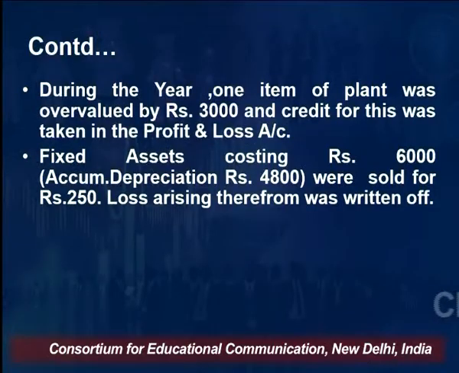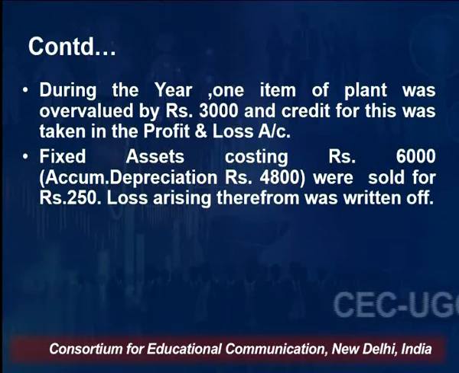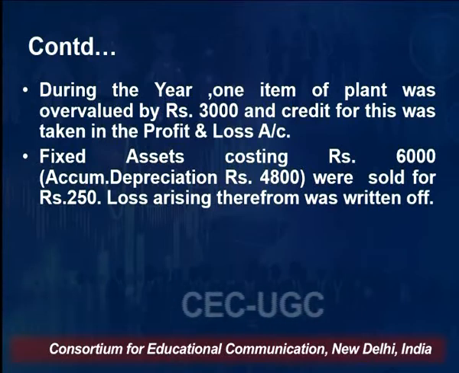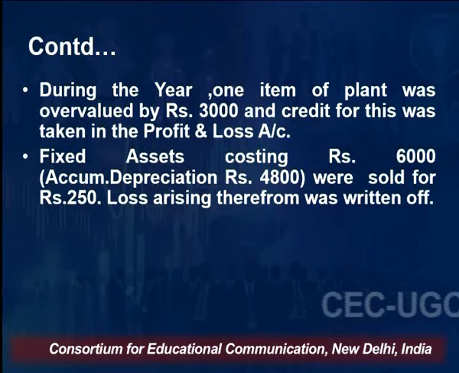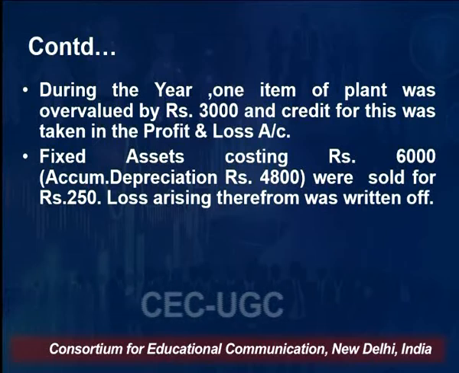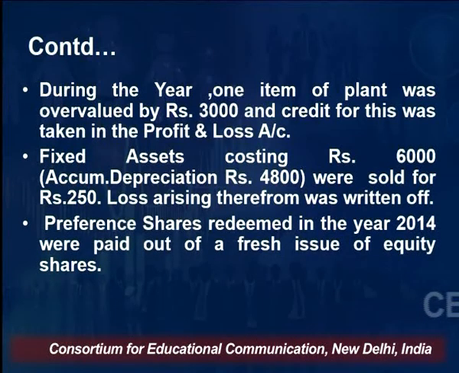Fixed assets costing rupees 6,000, where accumulated depreciation is rupees 4,800, were sold at rupees 250. So if I find the real value or WDV of this asset, 6,000 minus 4,800 becomes 1,200. So the asset of rupees 1,200 was sold at rupees 250, which means there is a loss of rupees 950, and the question itself is saying the loss arising therefrom was written off. So it means you have written off that loss from profit and loss account. Again, it is a non-operating item, so that needs to be nullified.